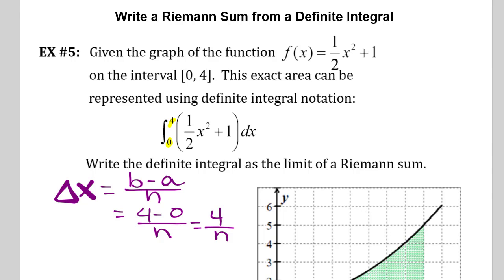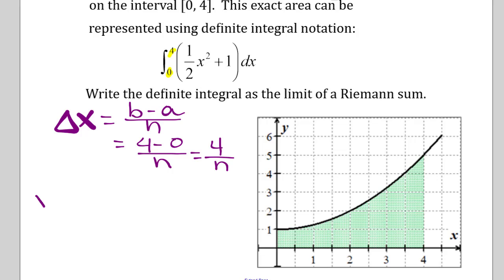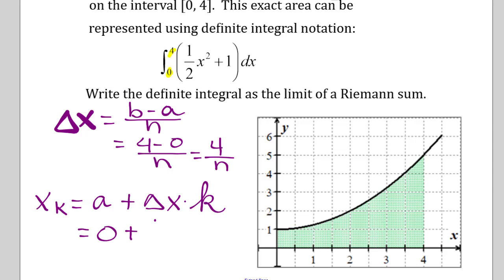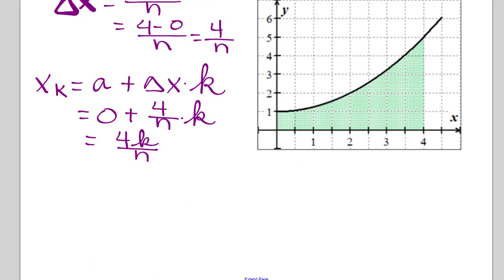Okay, we've got that. All right, so now that we have that, the next thing we want to look at is what our x sub k's look like. All right, and so we saw that x sub k is going to be a plus delta x times k. And so for us, a is 0. Delta x we just found above is 4 over n, and we're going to multiply that by k. Or we could say 4k over n. All right, so the process that we'll be looking at would put in 1 for k, and then it's going to put in 2 for k, and 3 for k, and 4 for k, all the way up to n for k. We're going to have n of these rectangles.